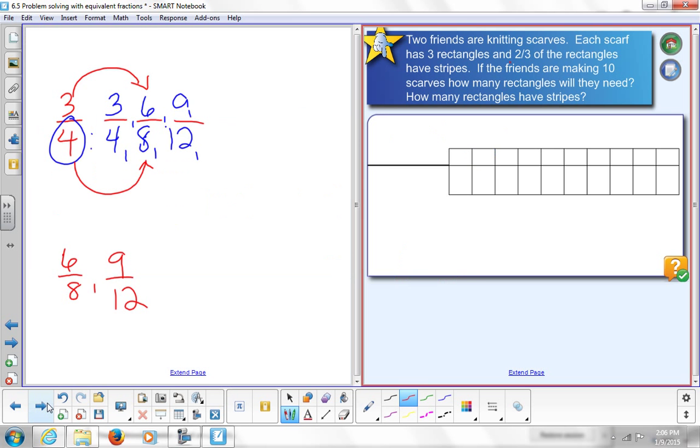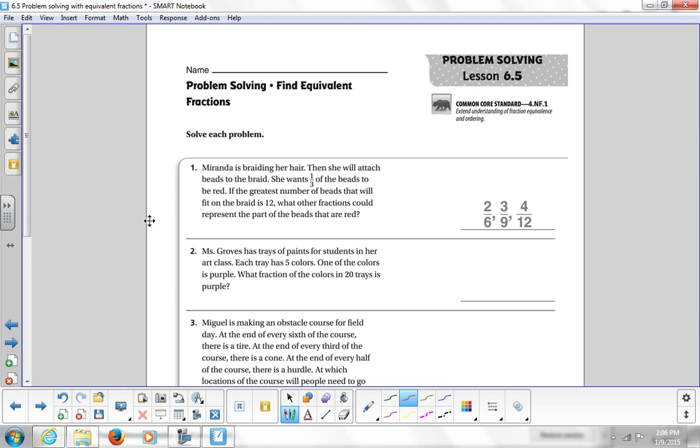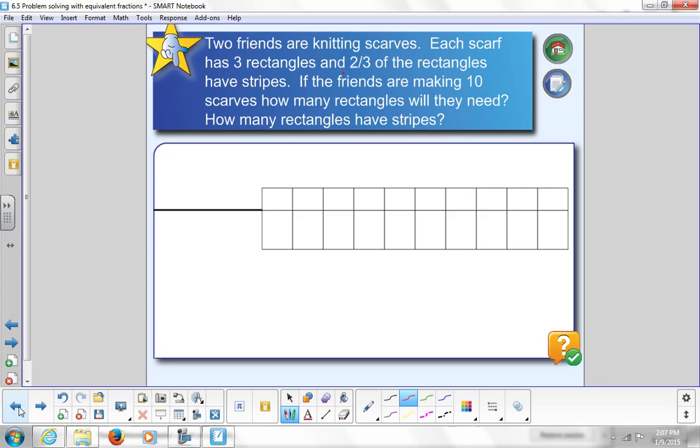Okay, let's take a look at another one. We have some friends that are making scarves. Each scarf is 3 rectangles, and 2/3 of the rectangles have stripes. So 3 doesn't even matter at this point. 2/3 is our fraction. If the friends are making 10 scarves, how many rectangles will they need, and how many rectangles have stripes? So there's 2 questions. How many rectangles? How many stripes? So this would be my denominator. This is going to be a numerator, or part of the fraction.